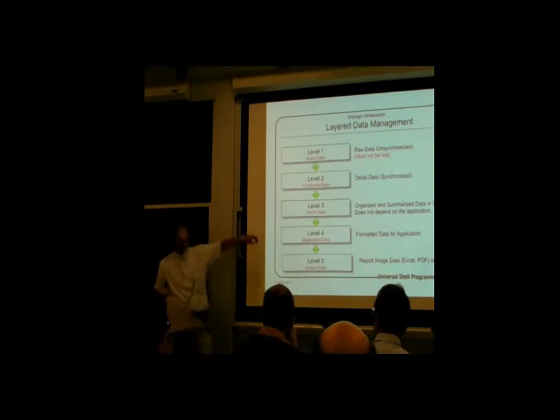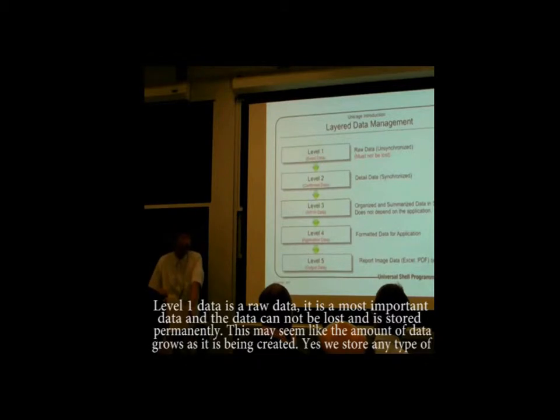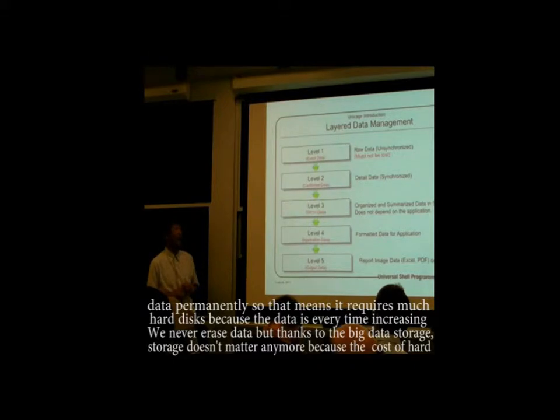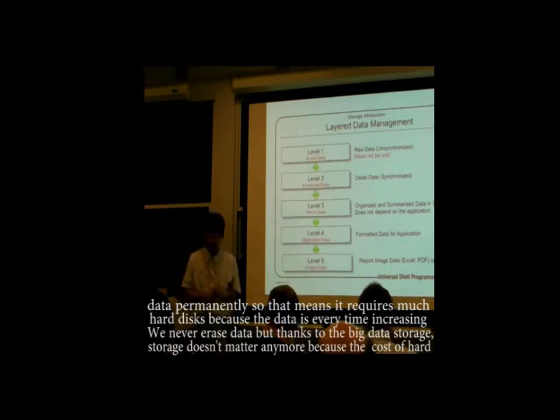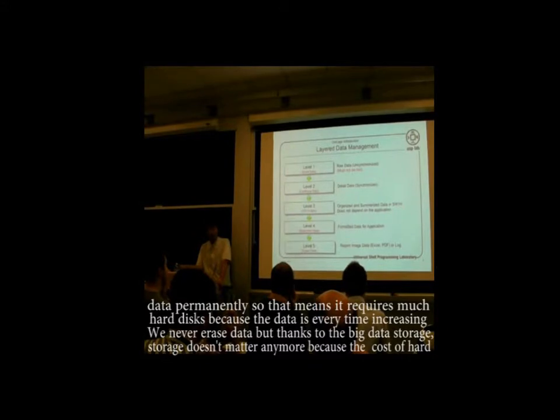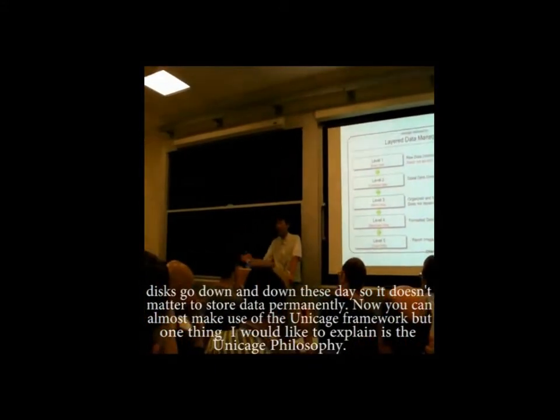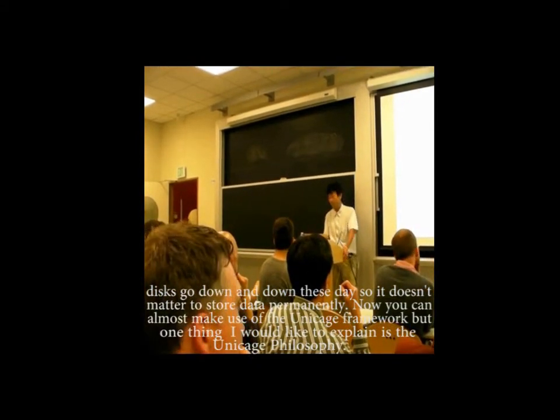Level 1 data is raw data, and it is the most important data. The data cannot be lost and is stored permanently. This may seem like the amount of data grows as it is being created, and we store any type of data permanently. That means it requires much hard disk, and because the data is every time increasing, we never erase data. But thanks to big data storage, I think storage doesn't matter anymore because the cost of hard disk goes down drastically these days. So it does not matter to store data permanently. Okay.